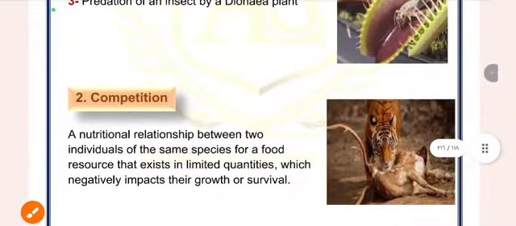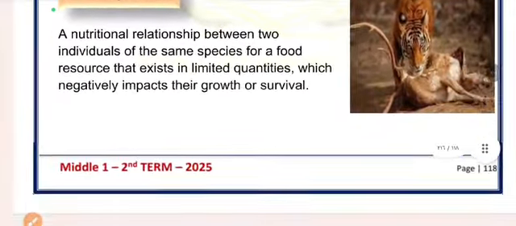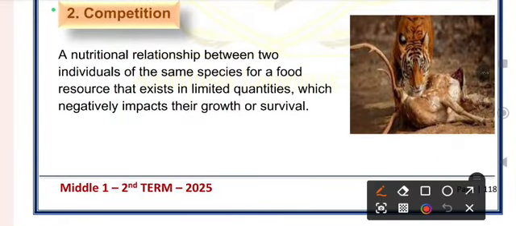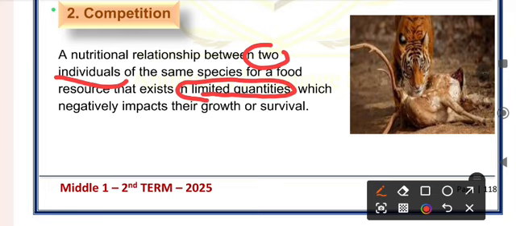The second relationship is competition. Competition is a nutritional relationship between two individuals of the same species, the same type. They compete for food. When the food is in limited quantities, the food is too low, so they compete for this food, which negatively impacts their growth or survival. The two individuals here are harmed due to the competition for the food, okay? So they compete for the food because the food is limited, the food is low, okay?